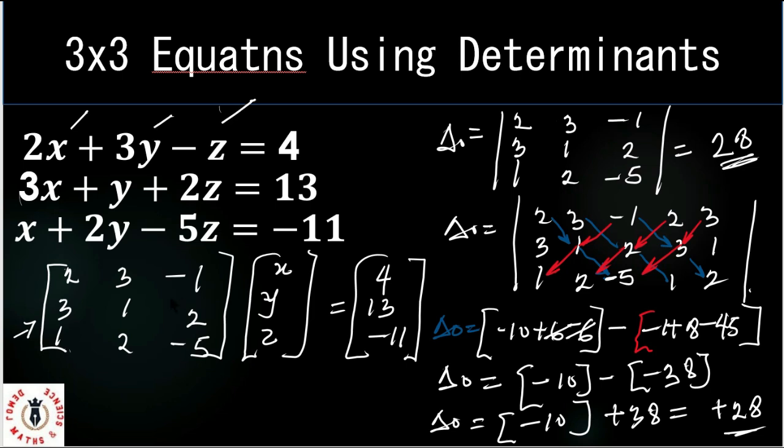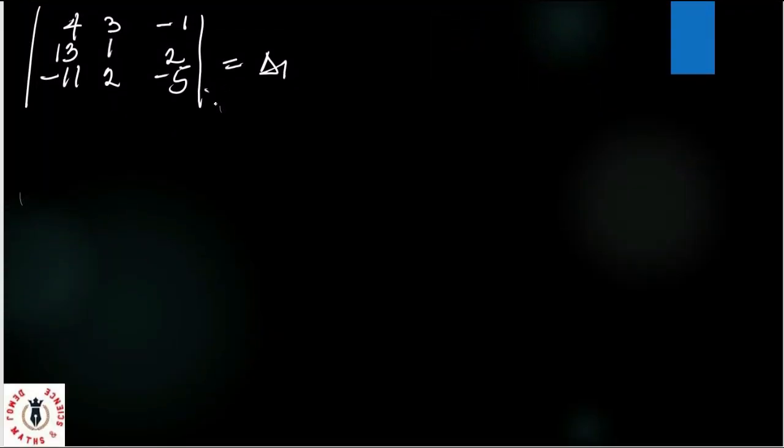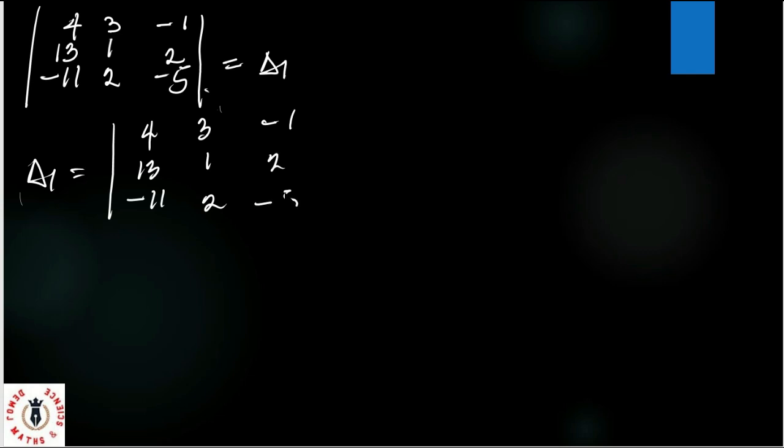The next thing we'll do is to start solving for each of x, y, and z. To solve for x, I'll place my augmented part of the matrix here and use it to replace the column for x. Here's the second determinant to help us find x. That will be 4, 13, minus 11, 3, 1, 2, minus 1, 2, minus 5. I'll repeat these two columns. So that will be 4, 3, 13, 1, minus 11, 2.